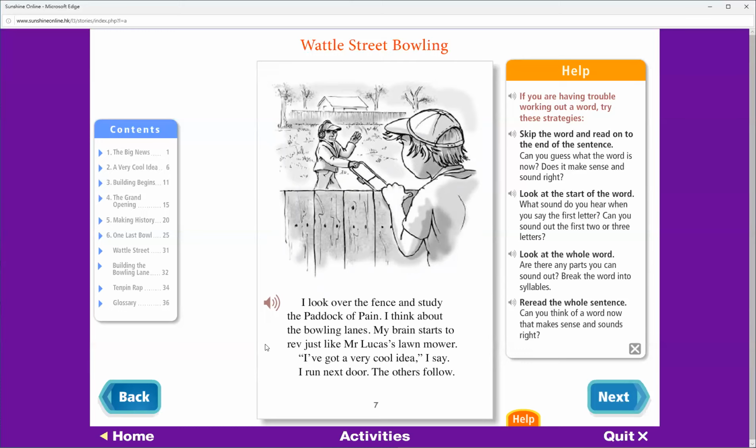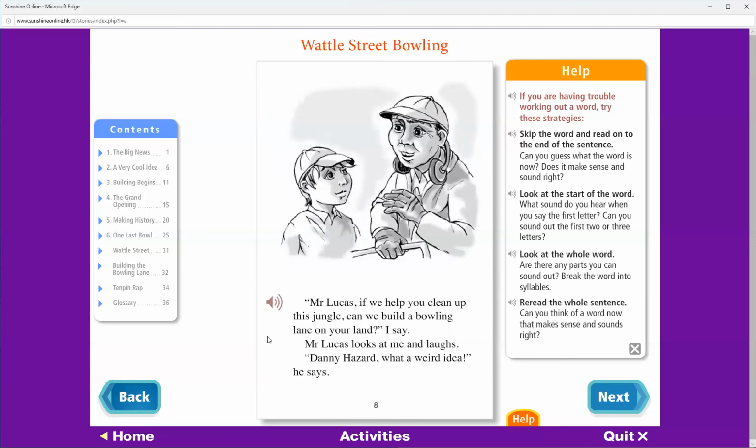I look over the fence and study the Paddock of Pain. I think about the bowling lanes. My brain starts to rev just like Mr. Lucas's lawnmower. I've got a very cool idea, I say. I run next door. The others follow.